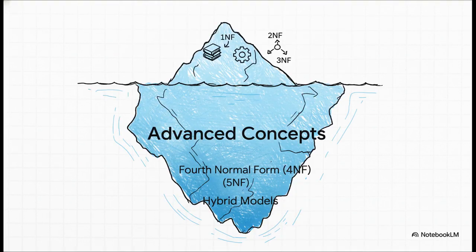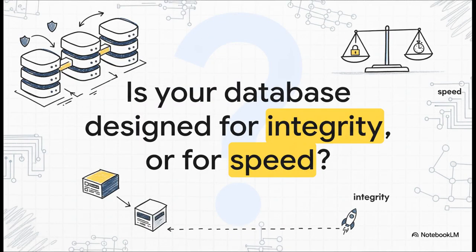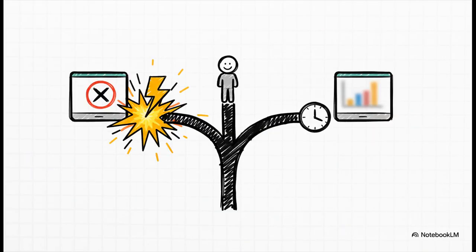And believe me, this rabbit hole goes way deeper, with hybrid models and even more complex trade-offs. So you have to ask yourself, what matters more for your data? Perfect integrity or pure speed? Because ultimately, that choice defines what you can promise your users when things inevitably hit the fan.